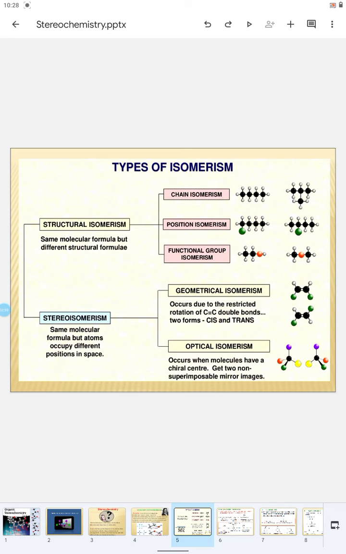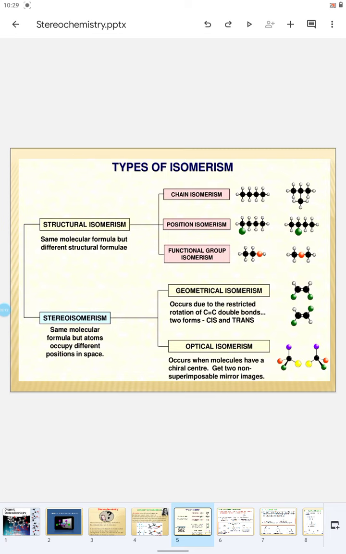Constitutional isomers have the same molecular formula but differ in constitution, that is the order of connectivity of atoms. Whereas stereoisomers also have the same molecular formula and constitution but a different arrangement of atoms in space. Structural or constitutional isomers are further classified broadly into three types.